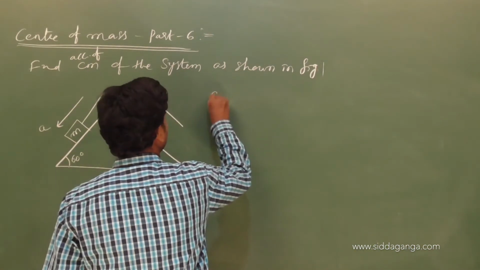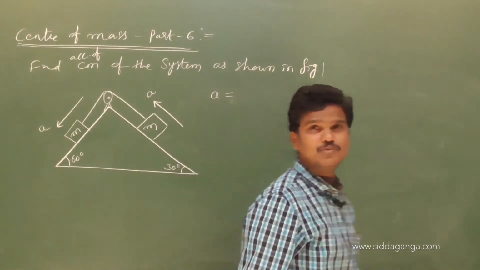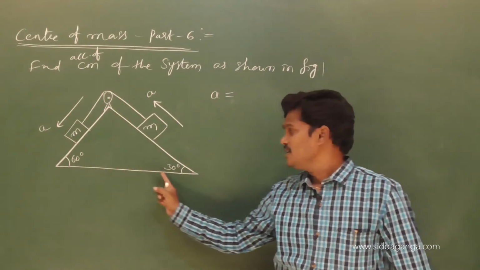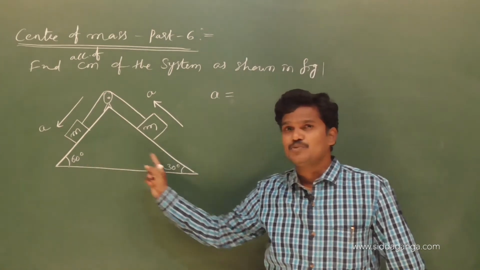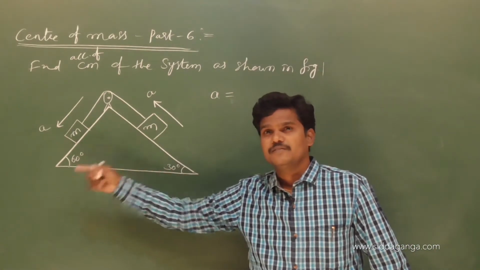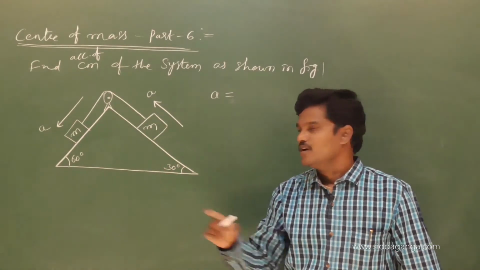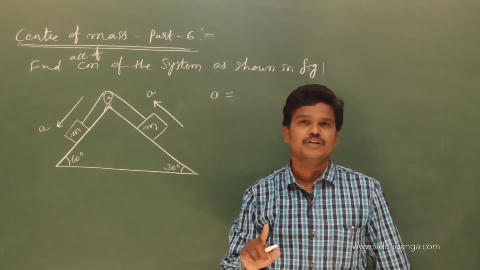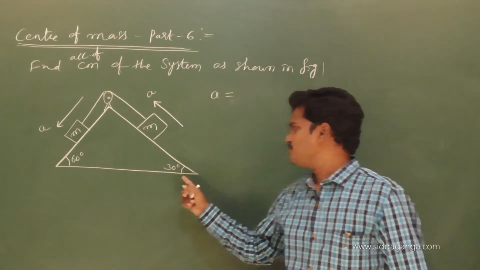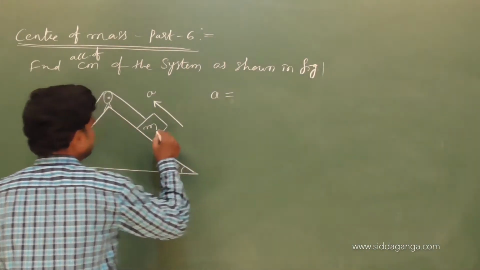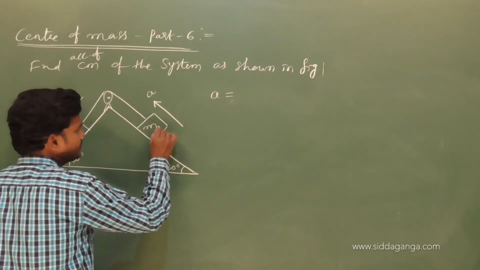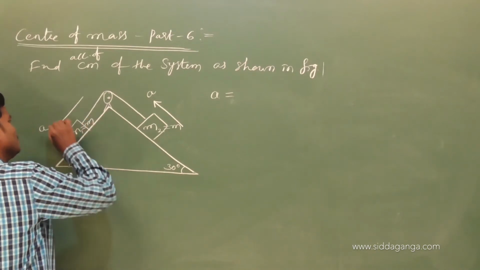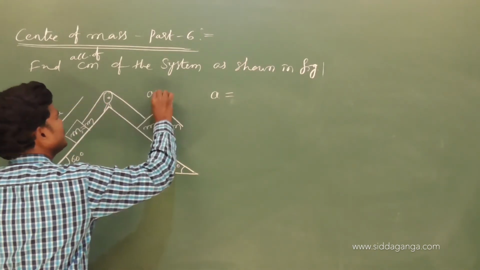Recall the laws of motion concept. If this one is alpha and this one is beta, then a equals (m2 sin beta minus m1 sin alpha) by (m1 plus m2) into g. So let us take this as m2, m2 is m, m1 is m. a1 is a, a2 is opposite, minus.